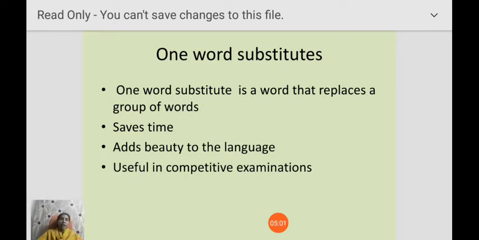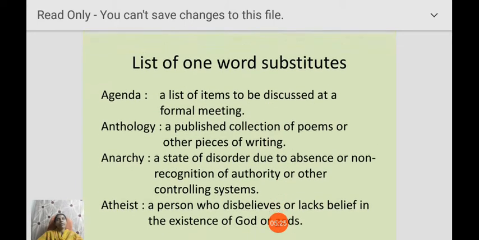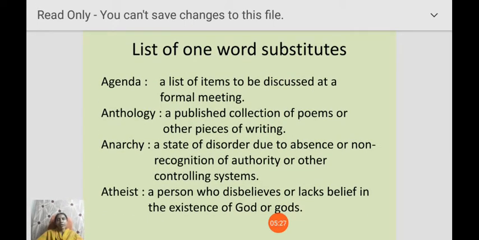That's why this is in our syllabus, and let us know some important one word substitutes. But there is a long, lengthy list of one word substitutes. In this class, we will look at some important ones. Okay. And I will explain to you. I have given a small list. This is a very small list.